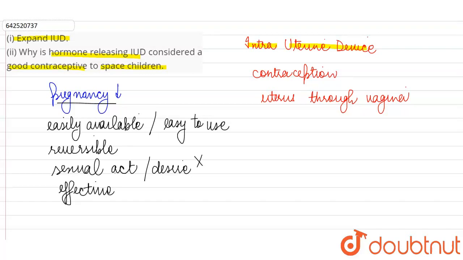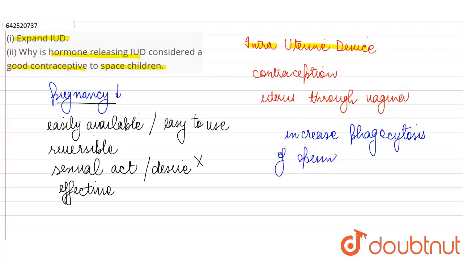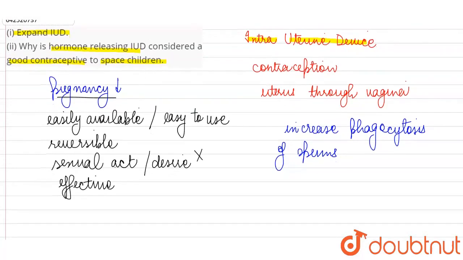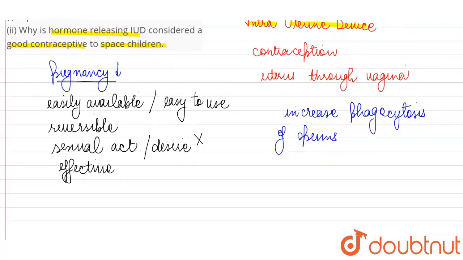We have many categories of intrauterine device. We have the simple intrauterine devices, which are going to increase the phagocytosis of sperms in the female reproductive tract. If the cells of the female body are going to engulf the sperms, then the chances of fertilization decrease. So the simple intrauterine devices increase phagocytosis of sperms.